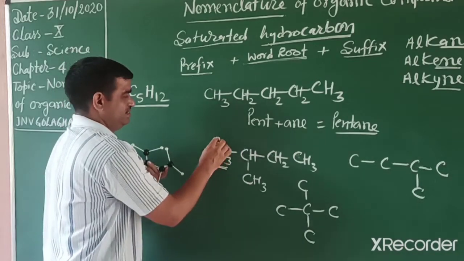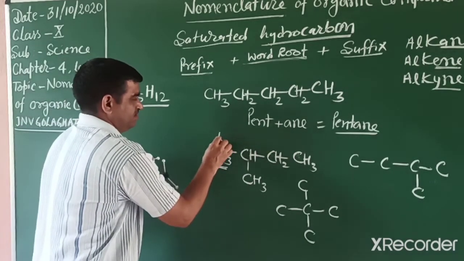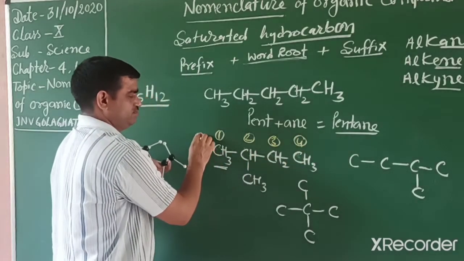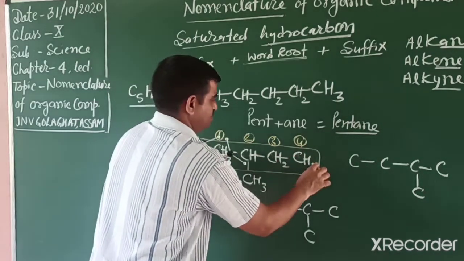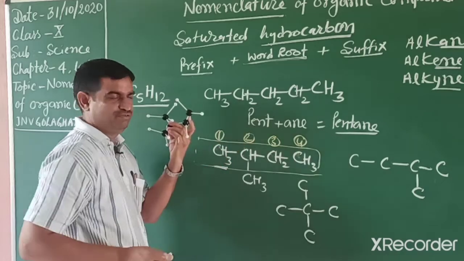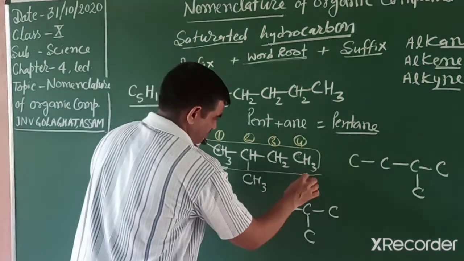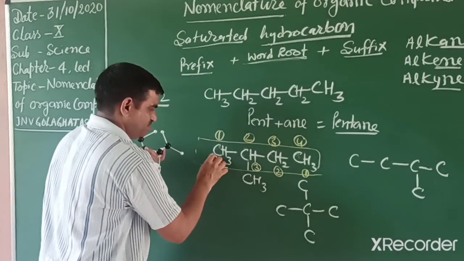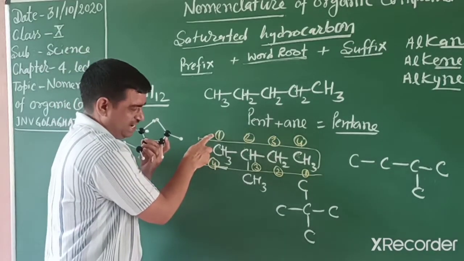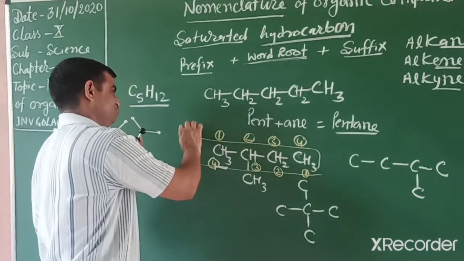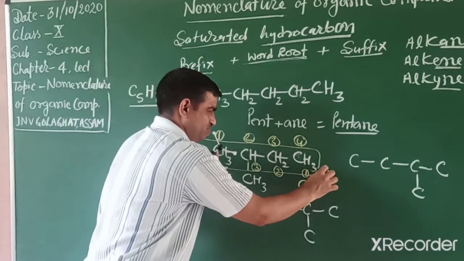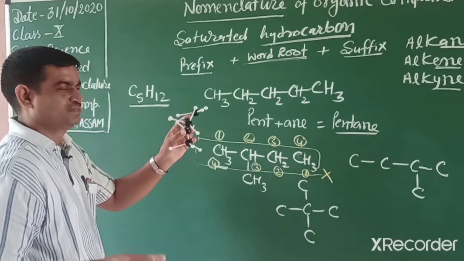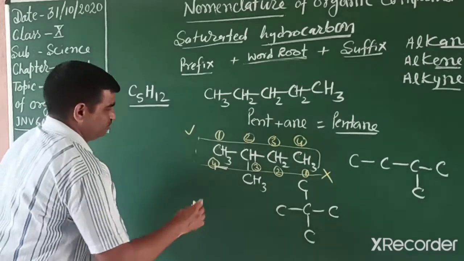If I start from this side, 1, 2, 3, 4, this one is the main chain. We can write the main chain this side also. And if we write numbering this side, 1, 2, 3, 4, so which one is correct? If we start this side, then the substituent carbon gets number 2. So this one is right and this side is wrong. So we have to start this side. So at first we write its substituent position. So the substituent position is 2.